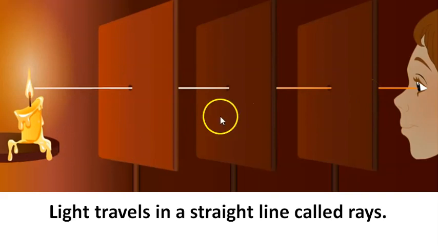So by this procedure, by this experiment, we learned light travels in a straight line, and what are they called? Rays. Light travels in a straight line and they are called rays.